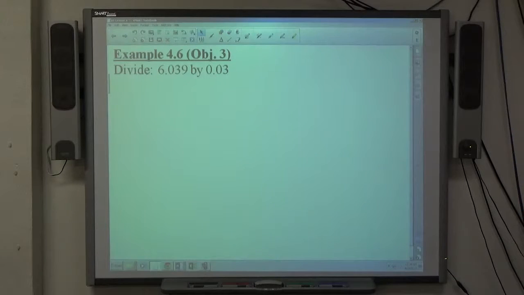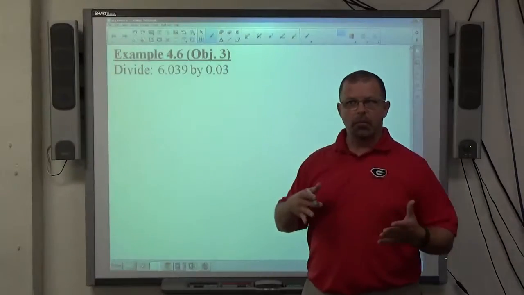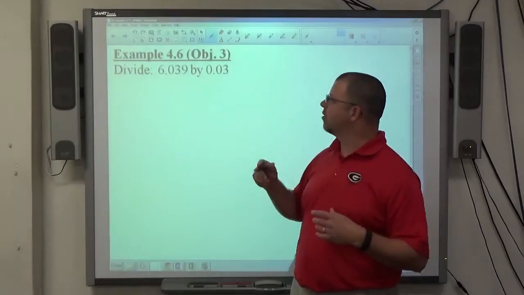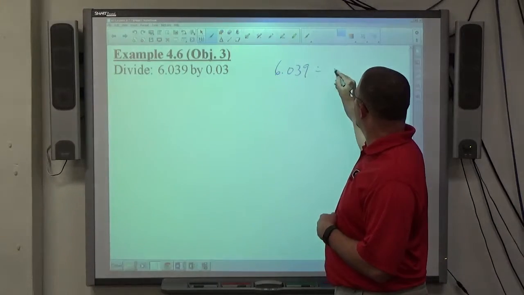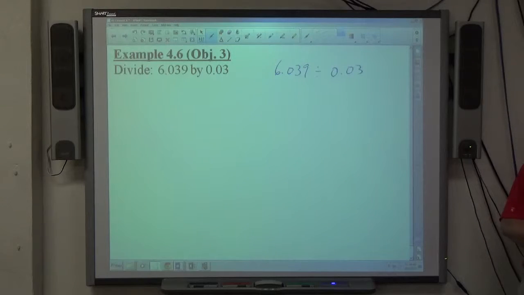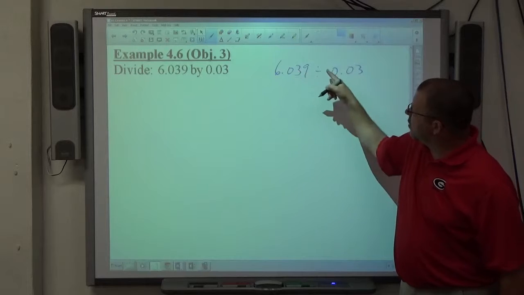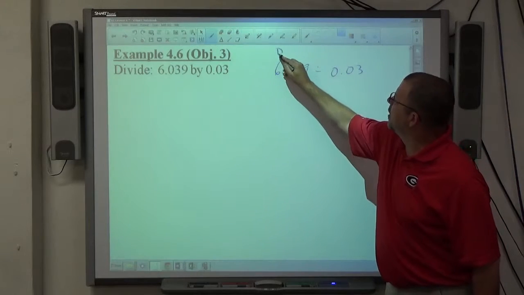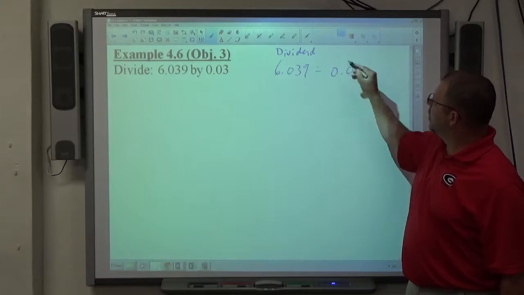All right, example 6, divide 6.039 by 0.03. And again, division order matters. With a division problem, this is 6.039 divided by 0.03. That's what it looks like written in division symbolism. When you're writing division symbolism, the first number that comes up in a division problem is the dividend, and the second number is the divisor.